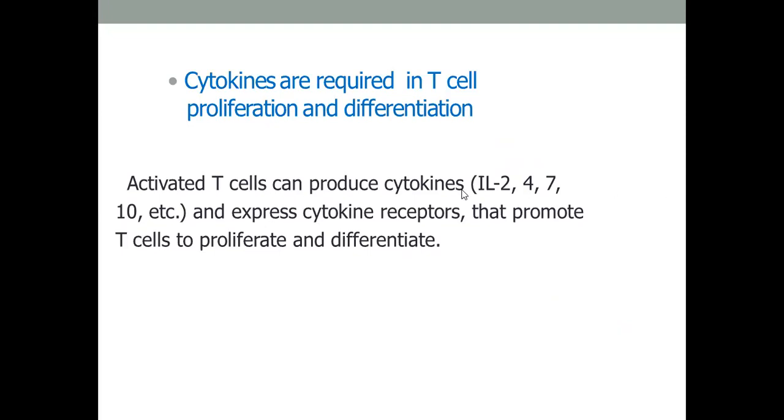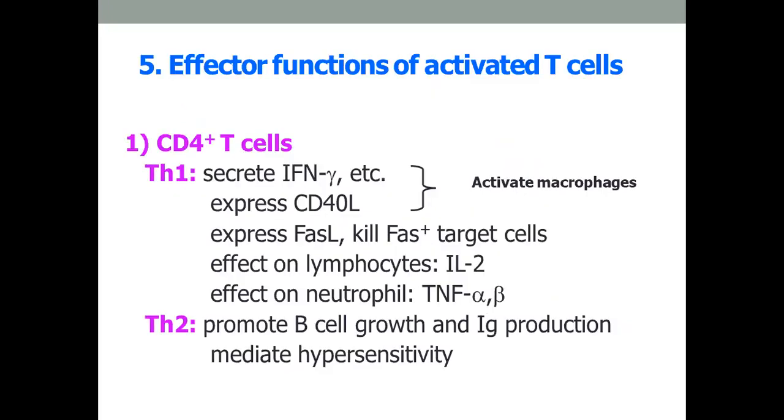Activated T cells can produce cytokines, interleukin 2, 4, 7, 10, and express cytokine receptors that promote T cells to proliferate and differentiate. Effector functions of effector T cells, CD4 cells. These are the helper cells that secrete interferon. They express CD40, express Fas ligand, kill Fas ligand target cells. Effect on lymphocytes is by interleukin 2, effect on neutrophils is mediated by tumor necrosis factor alpha and beta. The helper cell 2 promotes B cell growth and Ig production, antibody production, that mediates hypersensitivity reactions.